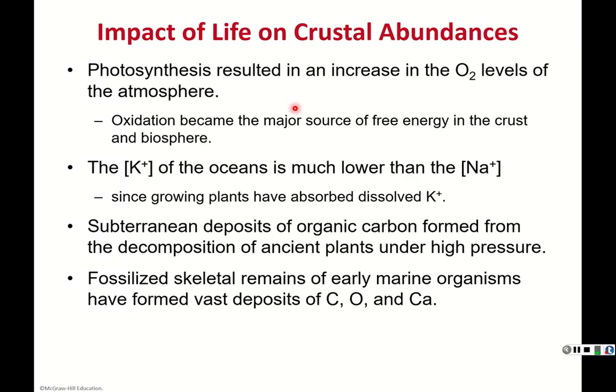So photosynthesis resulted in an increase in the oxygen levels in the atmosphere. So in the early Earth, there was no oxygen around, at least no O2 gas, right? And very early organisms on the Earth got the ability to do photosynthesis, which was taking in energy from light from the sun, and then they could actually use water, H2O, as an electron donor and convert that into O2 gas.